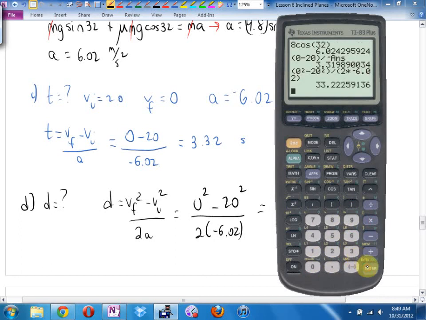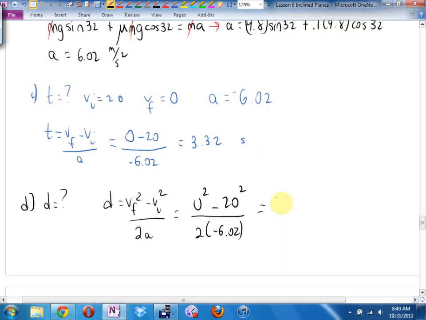How far will it slide for? You get 33.2? 33.2 meters. Yes? No? Am I right? Yeah?